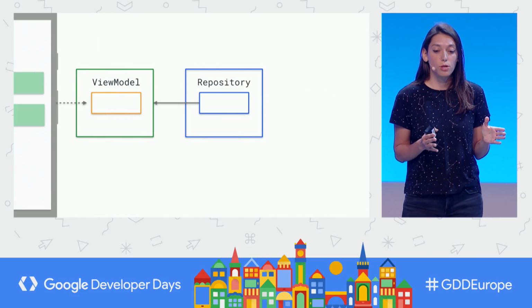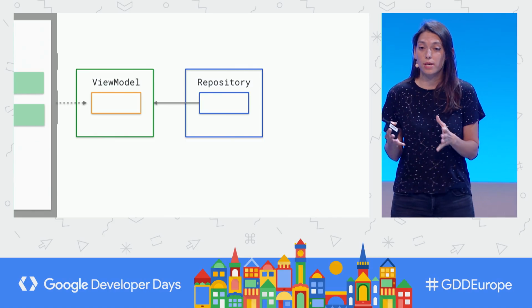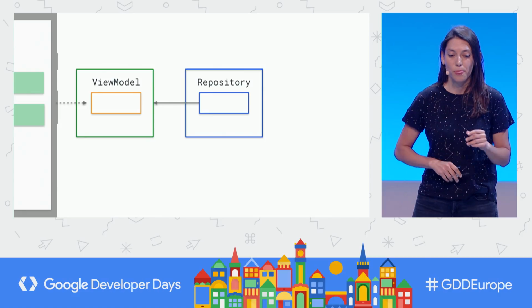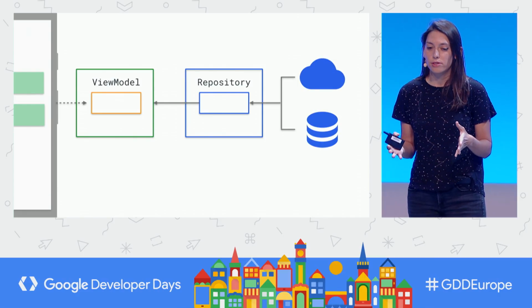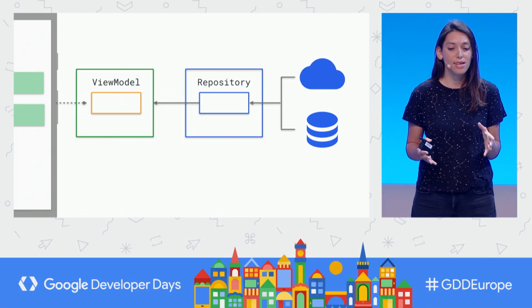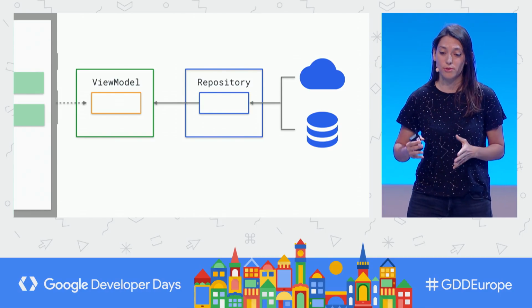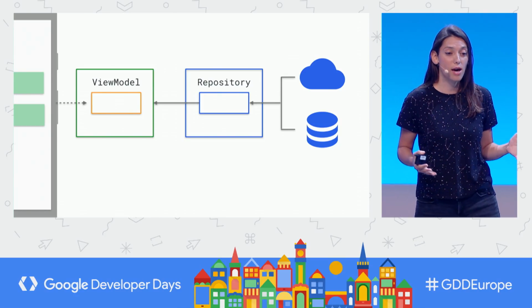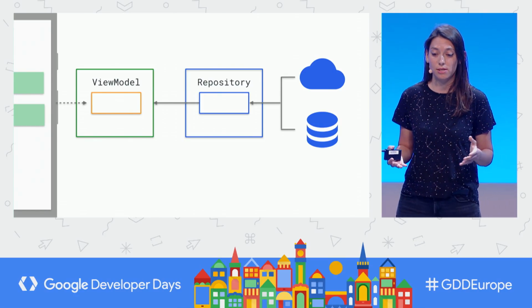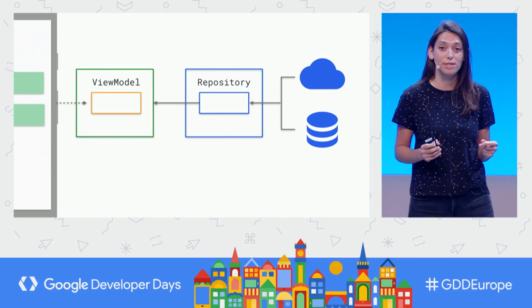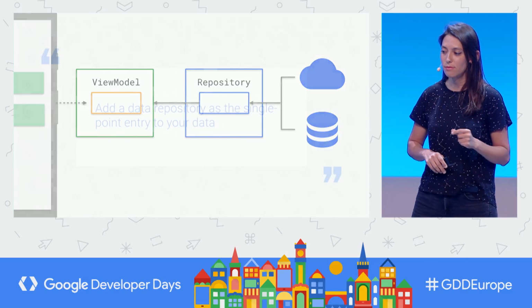The ViewModel would work with a repository. This will be a class that you define to get and set the data. So the repository modules are responsible for handling data operations. They provide a clean API to the rest of the application. They know where to get the data, what API calls to make when the data is updated. So you can see them as mediators between different data sources.